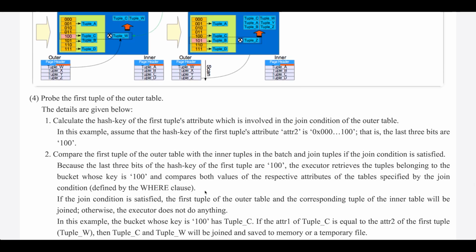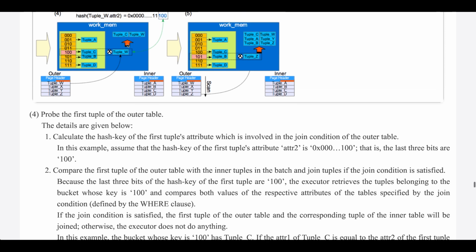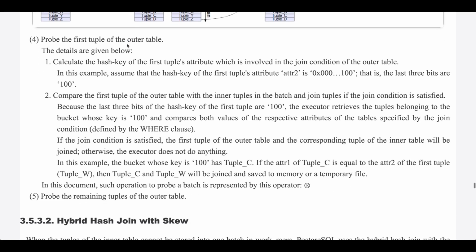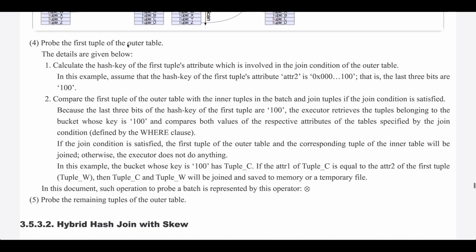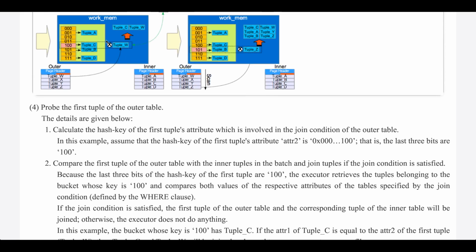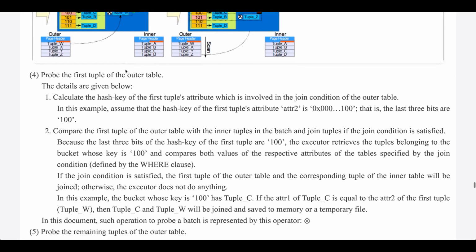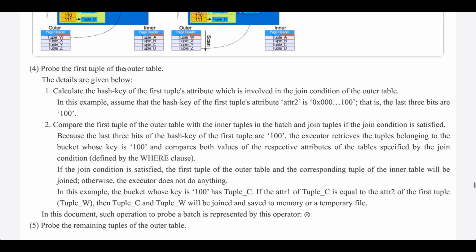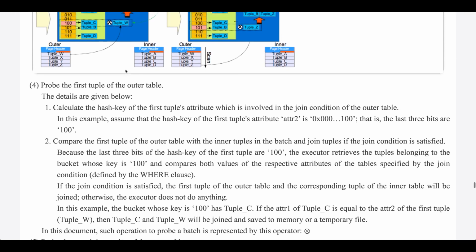In this example, the bucket whose key is 100 has tuple C. If the adder1 of tuple C is equal to the adder2 of the first tuple, tuple W, then tuple C and tuple W will be joined and saved to memory or a temporary file. In this document, such an operation to probe a batch is represented by this operator. 5. Probe the remaining tuples of the outer table.